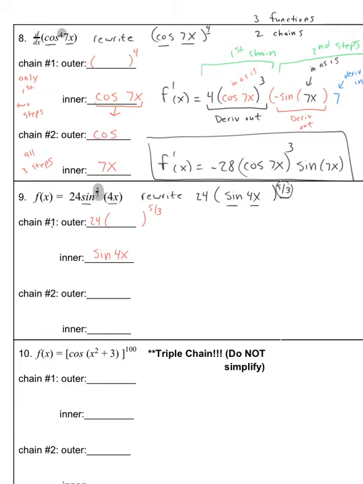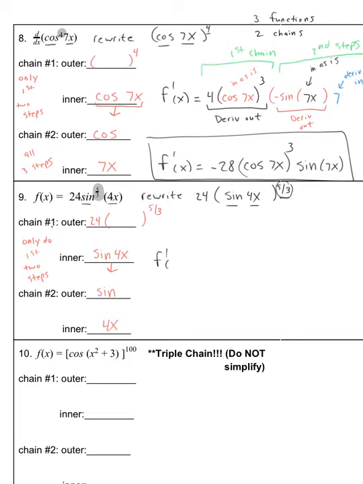Now, we know, since this is still a composite function, there has to be another chain. That's another way to catch it. So here, the outer function is sine, and the inner function is 4x. So those are our 2 chains. So now remember, for the first chain, you only do the first 2 steps. All right, so let's get started.